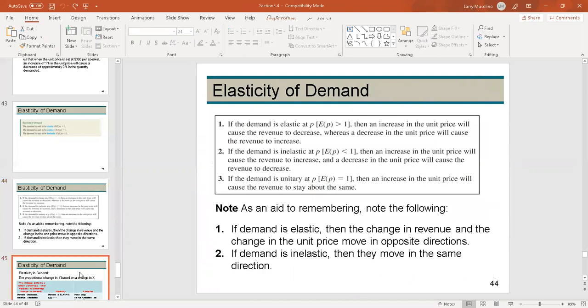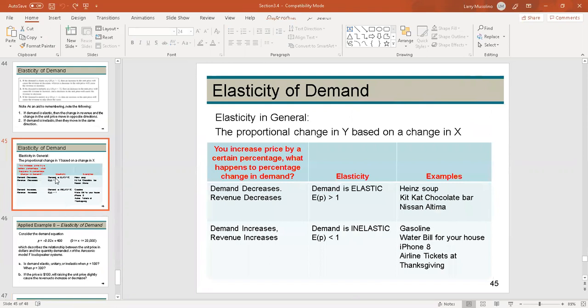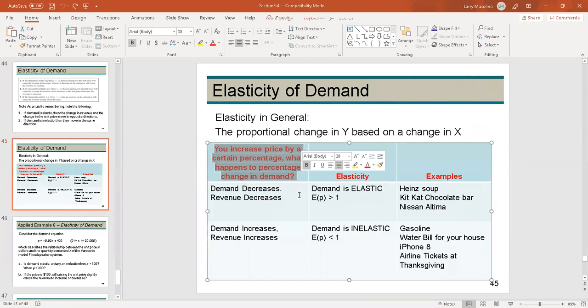Let me give you some examples of elasticity to make it a little easier to understand. Let's say we want to talk about elastic demand. Remember, that's when the elasticity function is greater than 1. So you increase the price by a certain percentage. What happens to the percentage change in demand? Well, as the demand decreases, the revenue is also going to decrease. This is an example when there's competition. But how about Heinz soup?